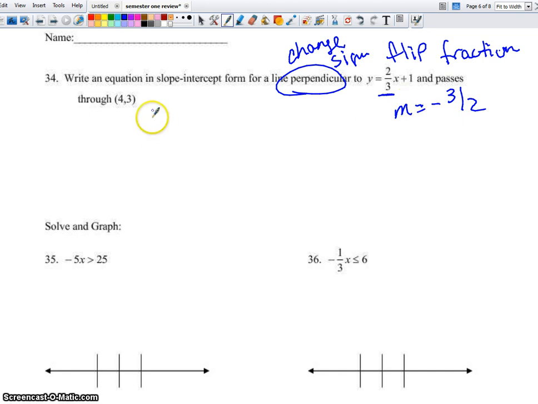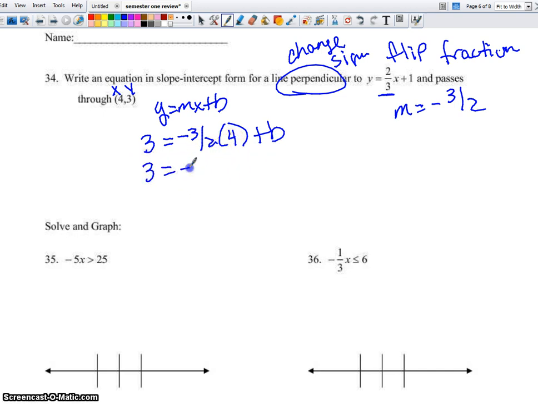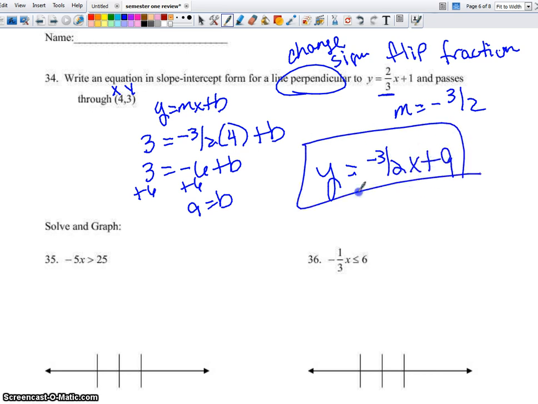So I have a point and a slope. So we take our y = mx + b. Remember, your point gives you your x and your y, and your slope gives you your m. So instead of a y, I put 3 equals, my slope is -3/2 times my x is 4 plus b. So 3 is equal to -3/2 times 4 is -6 plus b. I'm going to add my 6, and I get 9 is equal to b. So using the b I found and my slope, y = -3/2 x + 9 is my answer.